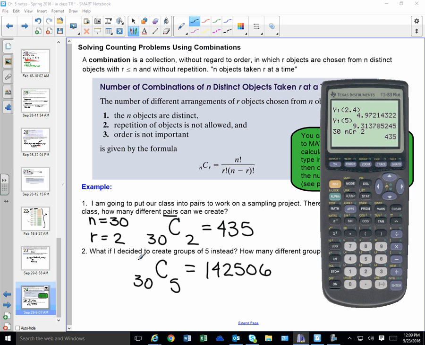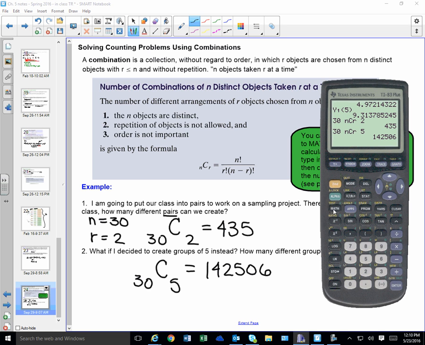What if I decided to create groups of 5 instead? Here's a quick method on your calculator. If you want to bring this up again, just go to second, enter, and it comes right back up. And so I can change this to 5 now. Then I get 142,506. So obviously a lot of different options for groups of 5 in my class.